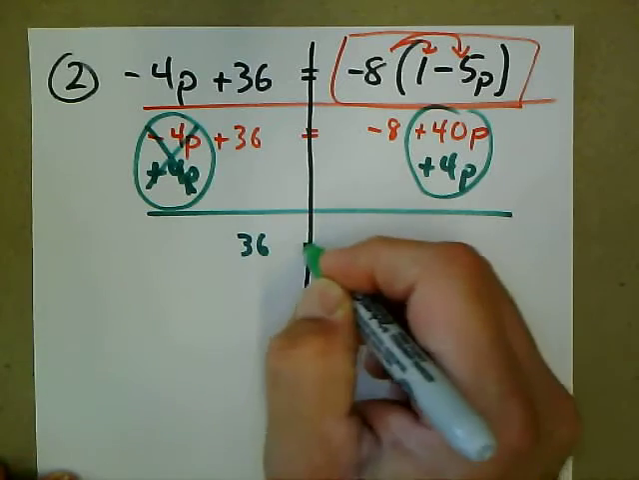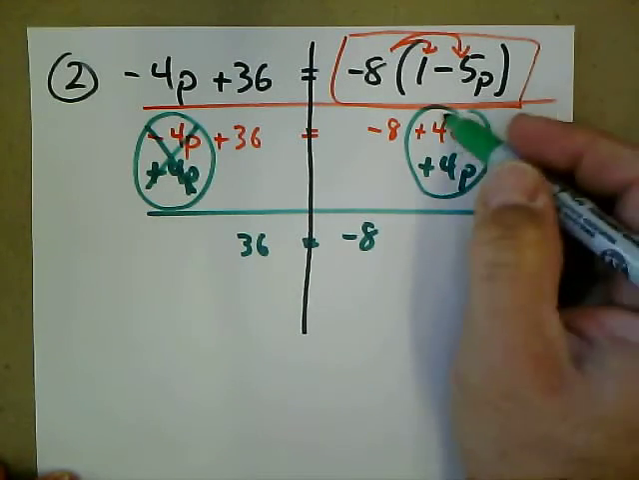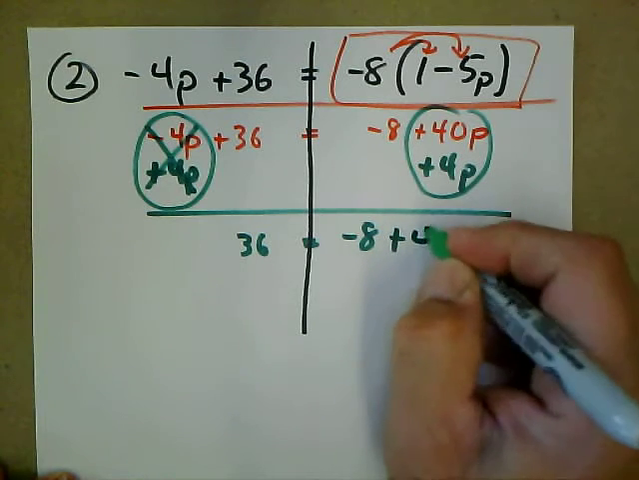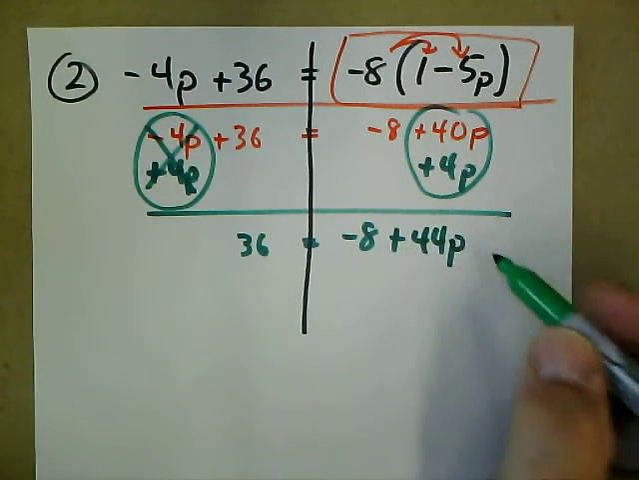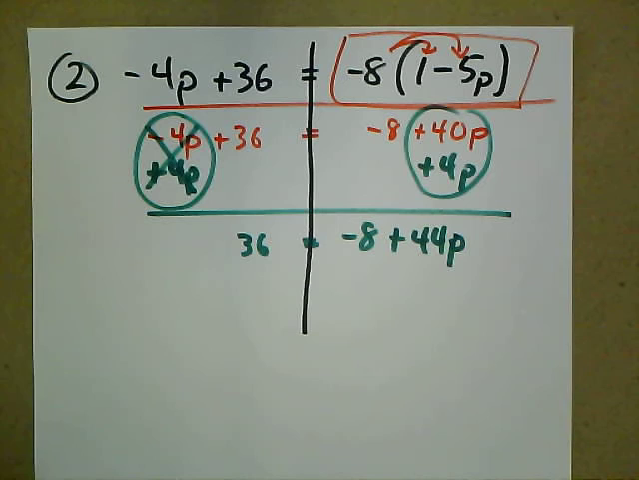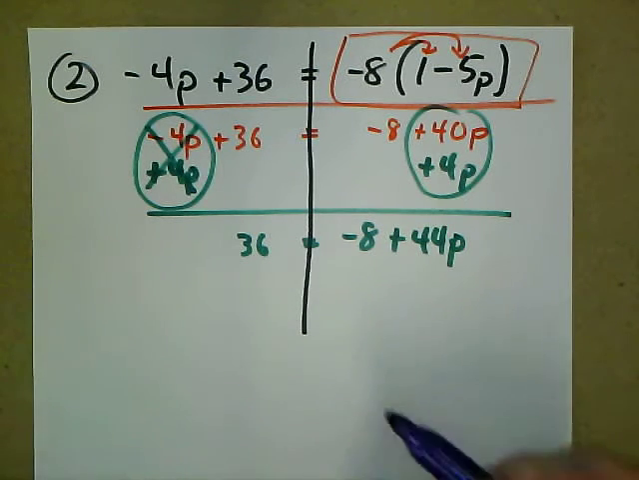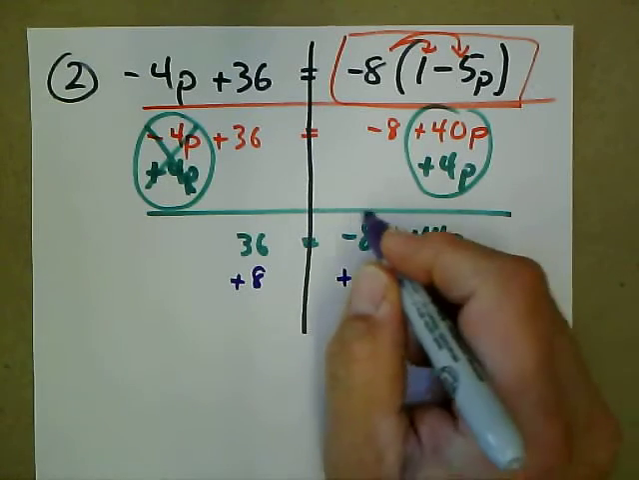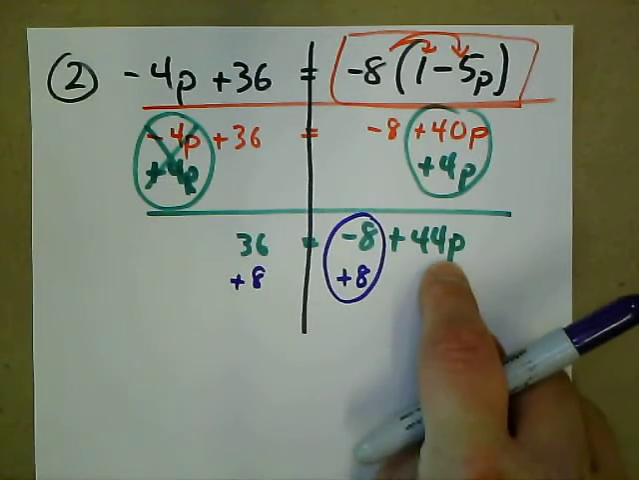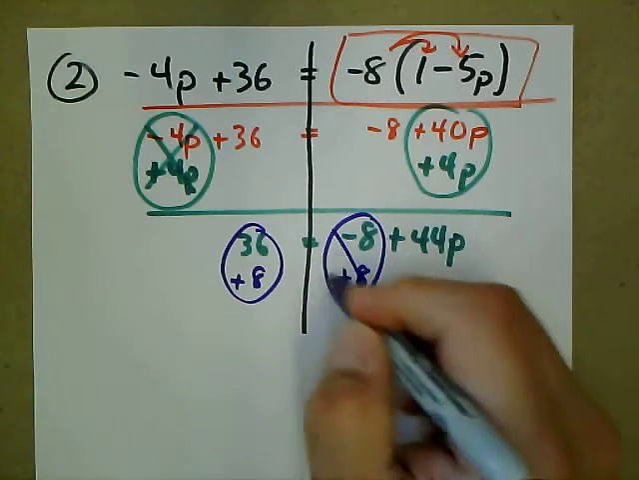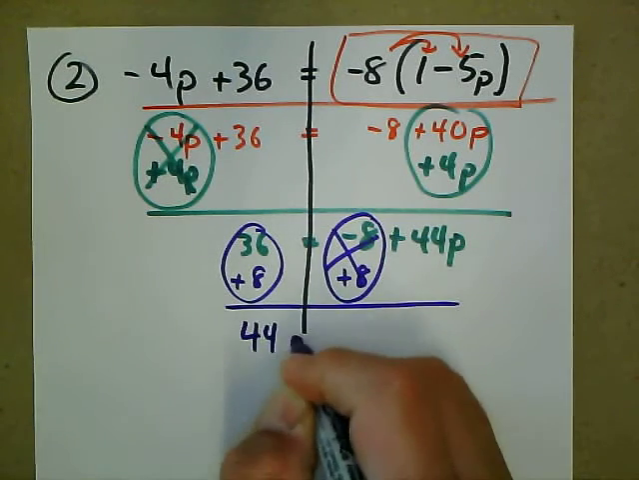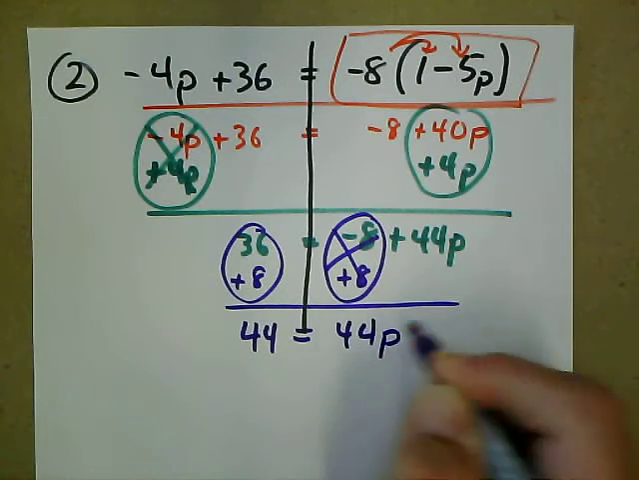We're left with 36 equals -8, and 40 plus 4 is 44, and make sure it has the p. Don't start losing your variables. We're going to add 8 because that's the next step. Remove what's added or subtracted. You see the 8 is added, the 44 is multiplied. And what do we end up with here? We end up with 44 equals 44p.